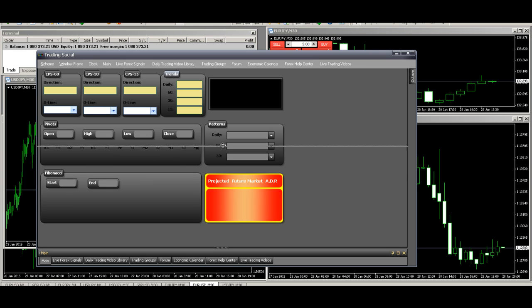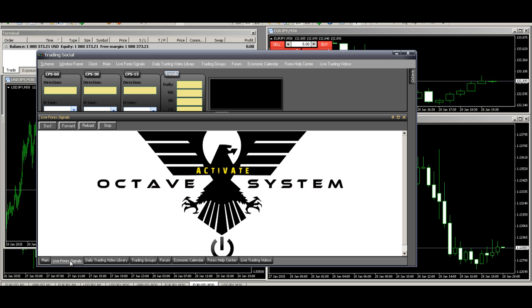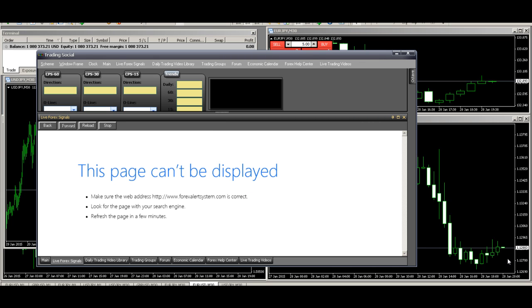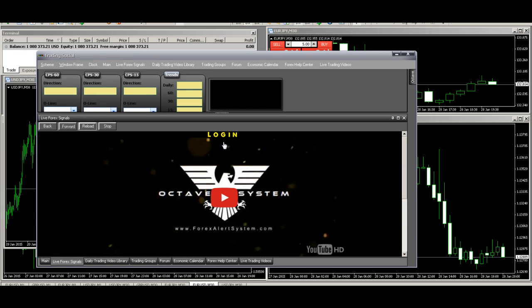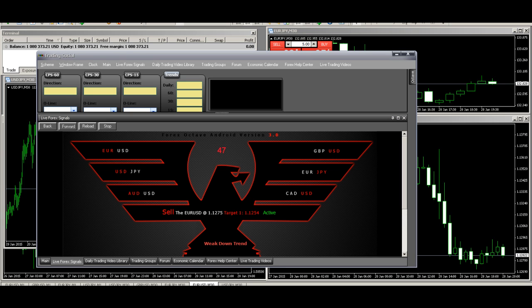And then you just drag this bar up. And you want to go to live signals, activate, go ahead and log in, put in your password. Okay, so I'm logged into the system.